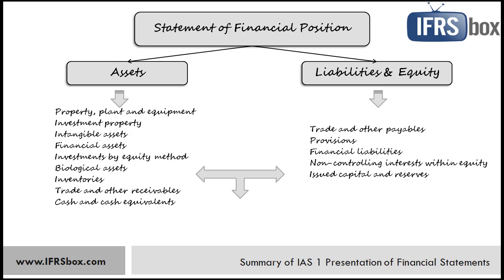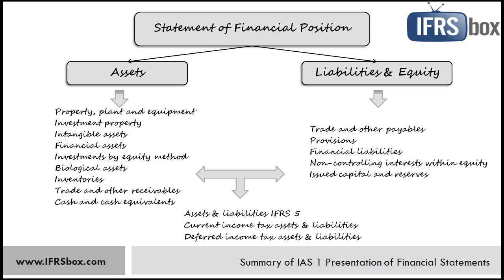Some items might have asset or liability character, so they could be presented in both categories, such as totals of assets held for sale and totals of assets or liabilities in disposal groups according to IFRS 5, liabilities and assets for current tax according to IAS 12, and liabilities and assets for deferred tax according to IAS 12. Further subclassification of these line items shall be disclosed, such as disaggregation of property, plant and equipment into classes.